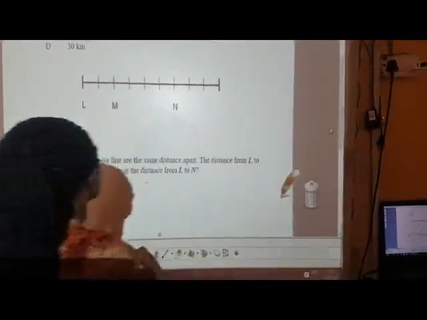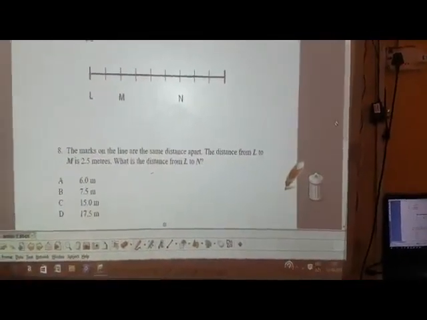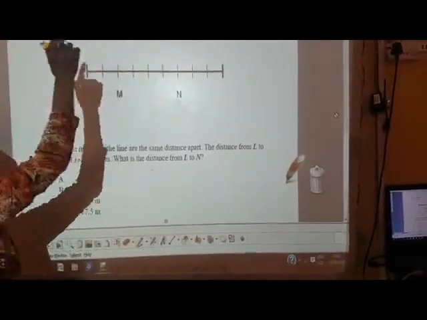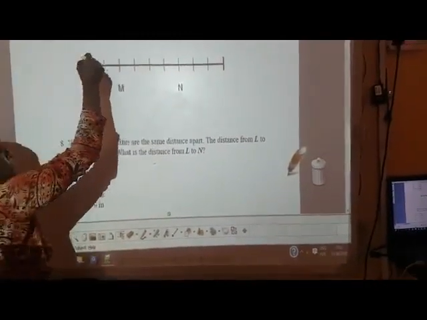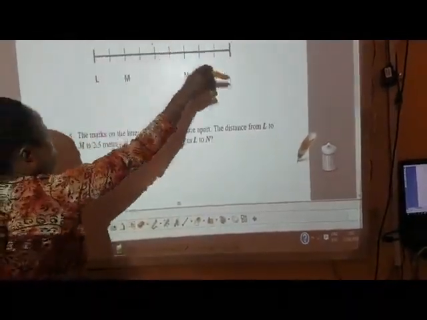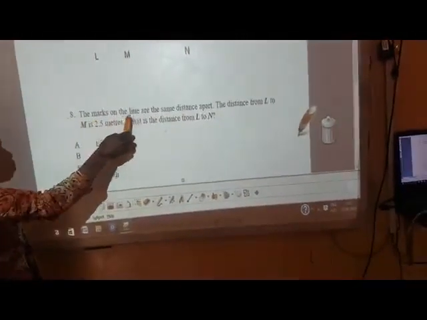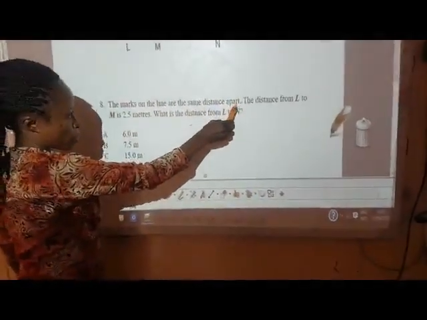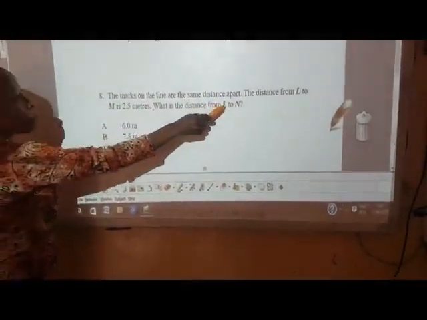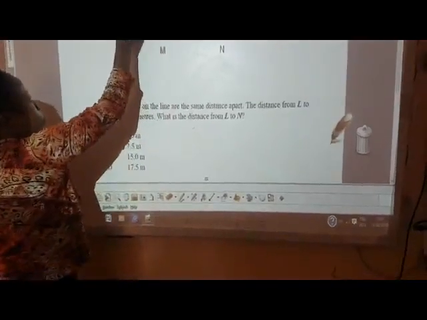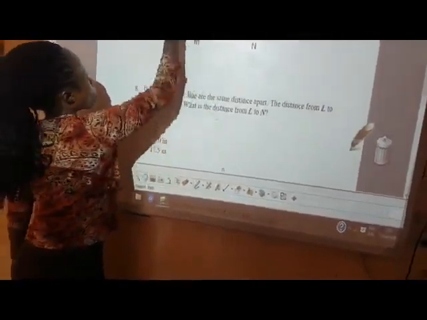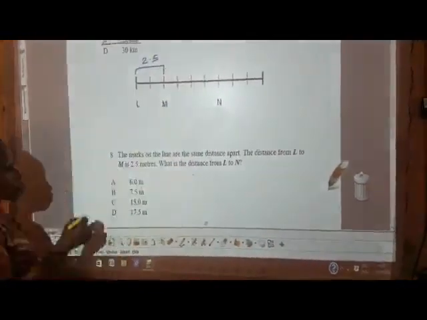Now, let's see the next question. This is the line, and you have different lines on it. You have the horizontal line, the longest line here. Then these small lines are the vertical lines. Now, the question is: the marks on the line are the same distance apart. The distance from L to N is 2.5 meters. The distance from this place to this place is 2.5 meters.